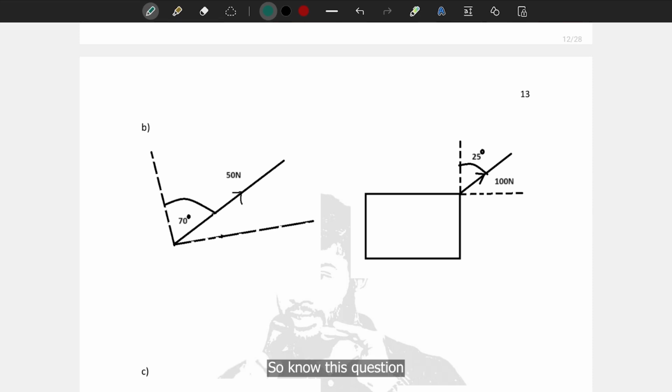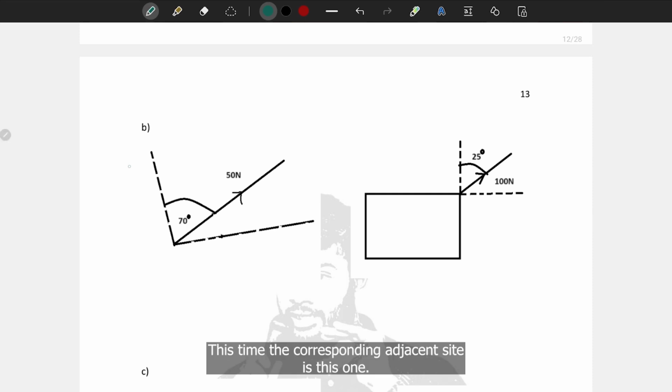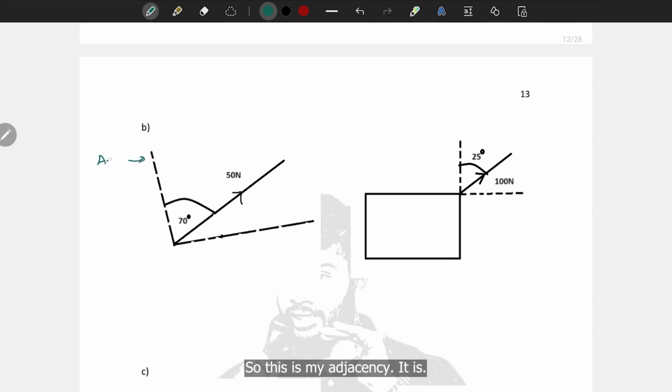Right. So now this question. Again, this time the corresponding adjacent side is this one. So this is my adjacent side, AS, and this is my OS, opposite side, with respect to the given information here. So this is now 50 cos 70 and this is 50 sin 70. Just make use of your calculator to find the values of them, but that is not my major concern, as I mentioned previously.